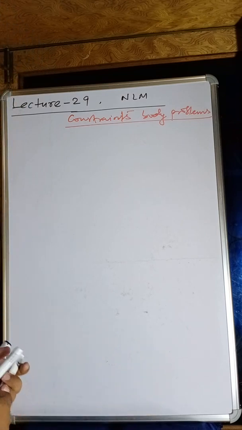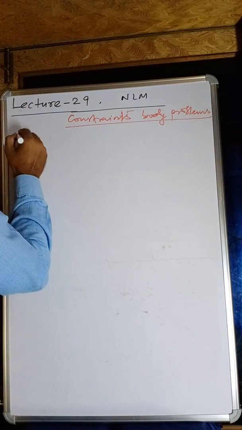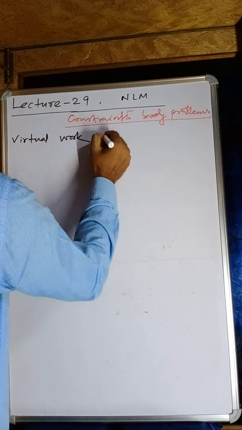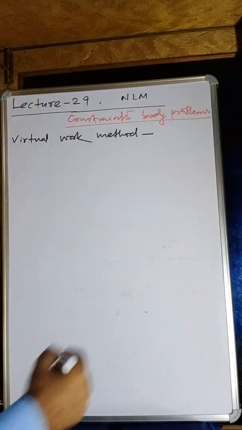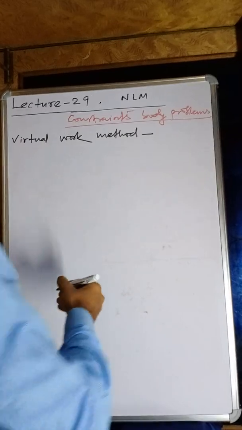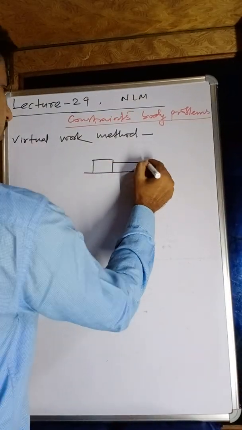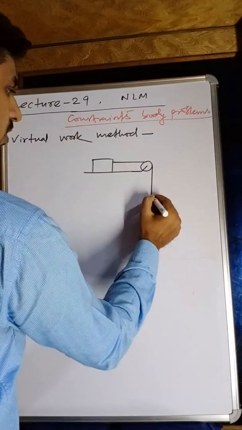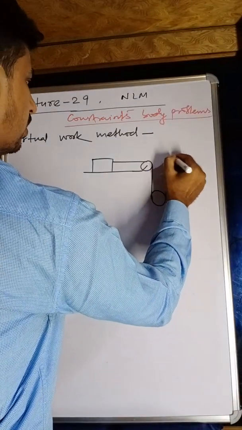All right. So to study this constraints body problem, first we will try to understand the virtual work method, to solve the problems. Let us suppose, my dear students, one problem I am drawing over here. I hope you can understand by correlating all the conditions.